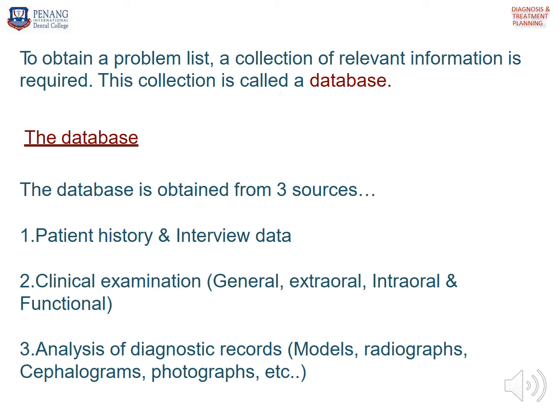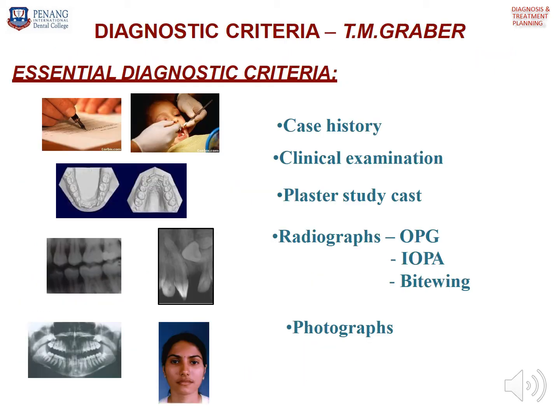So what is the diagnostic records? Diagnostic records is models, radiographs, cephalograms, photograph and so forth. According to T.M. Graeber, there are two types of diagnostic criteria. The first one is the essential diagnostic criteria, and the second one is supplemental.